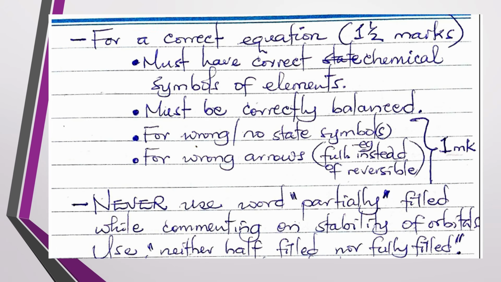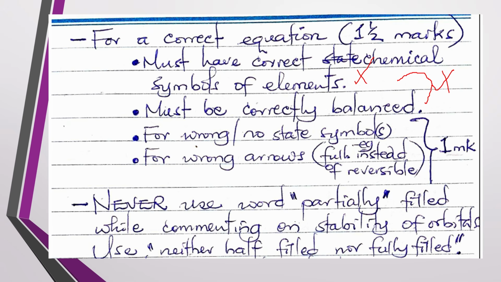So that being mentioned, let's look at the components. In case you're handling an inorganic equation, what are the components for you to get all the marks, or the 1.5 marks, on any given equation? So an equation, first it must have correct chemical symbols of the respective elements. We have already talked about this. And secondly, it must be correctly balanced. So these two, correctly balanced and carrying the right symbols well written, is going to carry half a mark.